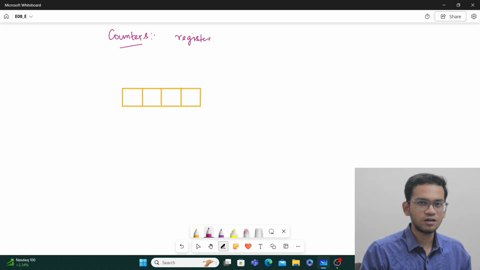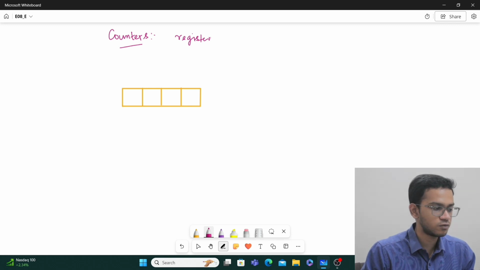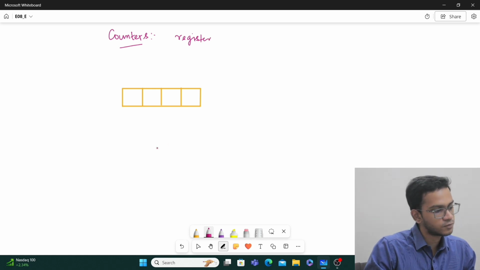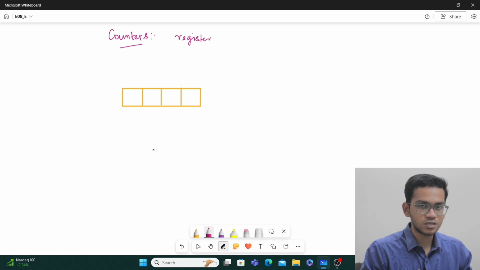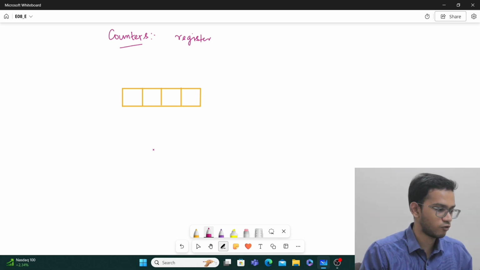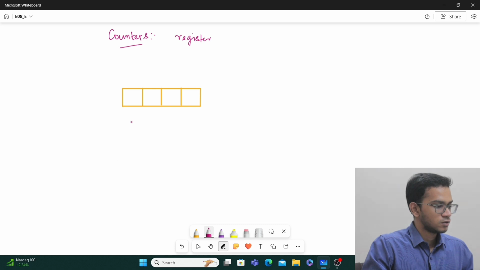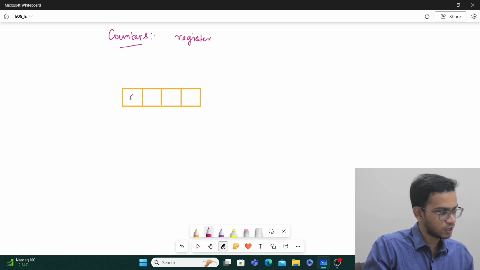In real time, we nowadays don't have 4-bit counters. This is just for explaining the concept in a nutshell. In real scenarios, we use 8-bit counters, 16-bit counters, 32-bit counters, or even 64-bit counters. So for simplicity in explanation and understanding, we are going for a 4-bit counter. The same idea could be extended for 16-bit. So a counter is a register which may initially have, assume, all values as 0.